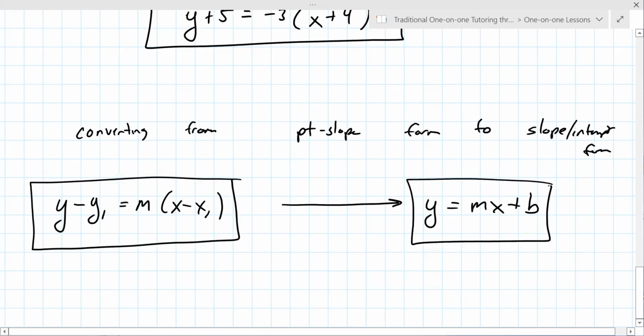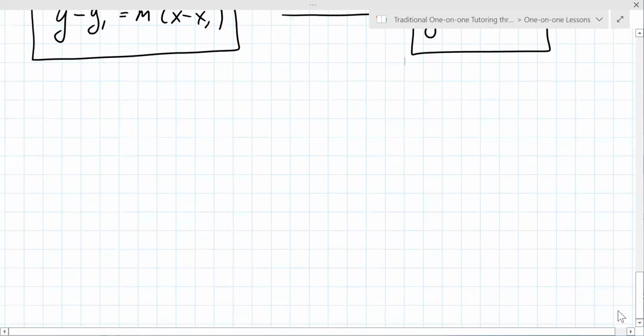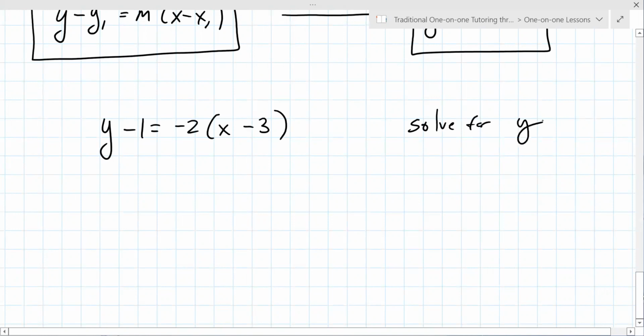All right. This is not too difficult, but it's based on stuff you've done in previous courses. So what I'm going to do is go back and grab some of our previous equations, or I'll just make them up here. Yeah, let me just make a few up. So let's say it's y minus 1 equals -2 times (x minus 3). Okay. So here's the shorter version: we're going to solve for y.